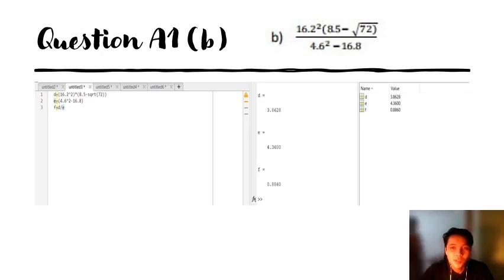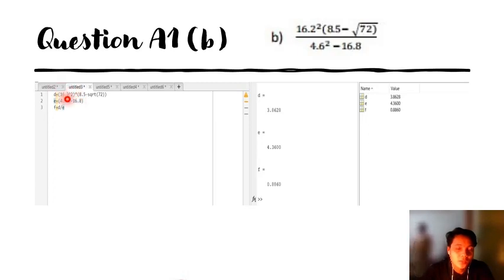So for the second question, we need to divide this by this. To make the calculation easier, we need to divide it into two parts, which is the upper and the lower part. As usual, we just write it down.